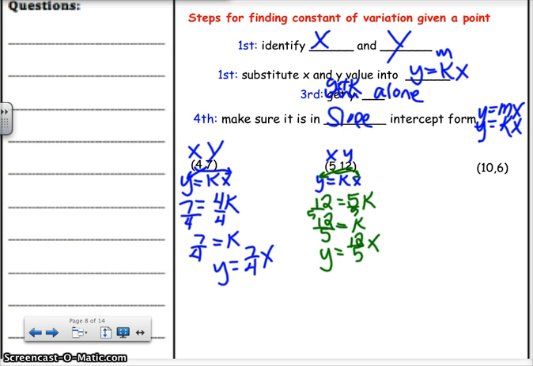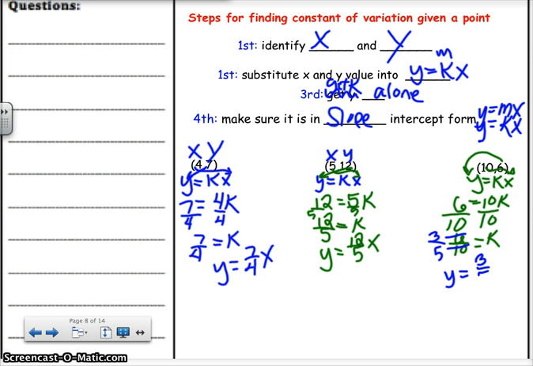Last one. Put the 6 with the y, the 10 with the x. 6 equals 10k. Divide through by 10. 6 tenths equals k. I can simplify that. So I'm going to turn that into 3 fifths. Y equals 3 fifths x. And that is your lesson for today.